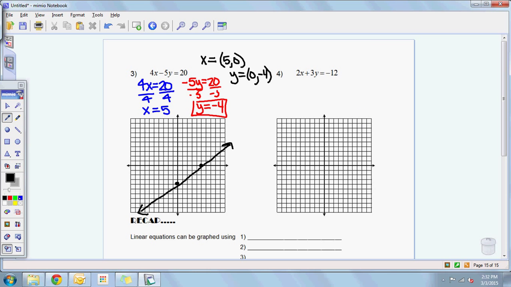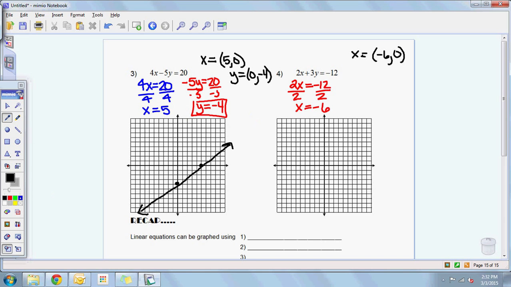All right, let's try this last one. Remember, you should be pausing me and seeing how you do. So I'm going to cover up the y to find the x. So 2x equals negative 12. Solve for x by dividing 2 on both sides. So x is equal to negative 6. As an ordered pair for my x-intercept, it would be (-6, 0).